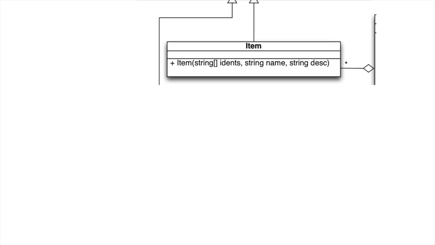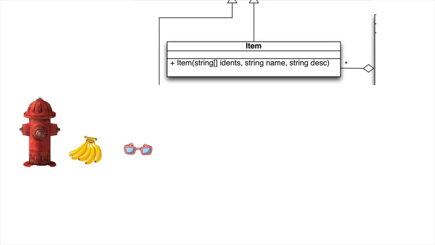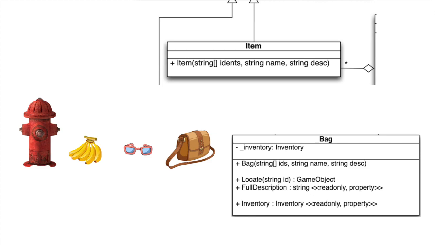After we form a class, we're then able to create its instances, such as the instances of item would be like fire hydrants, bananas, glasses, and even further we can inherit from the item, as I said before, such as in this case, bag. So it's able to access all the data and functionality of its parent class.